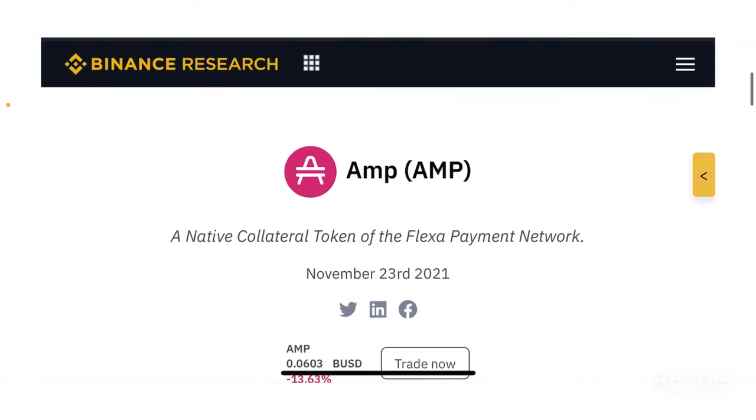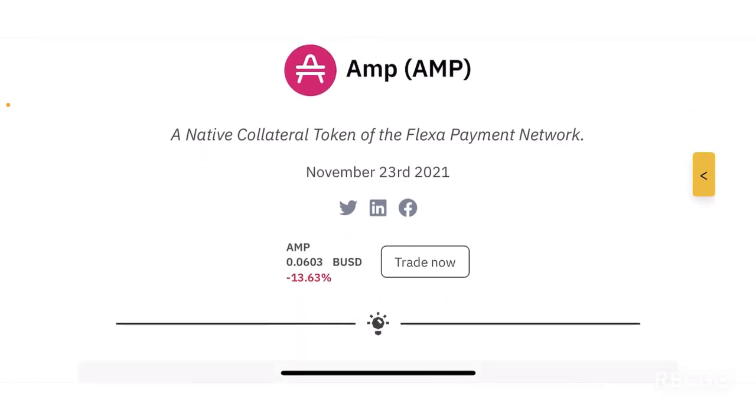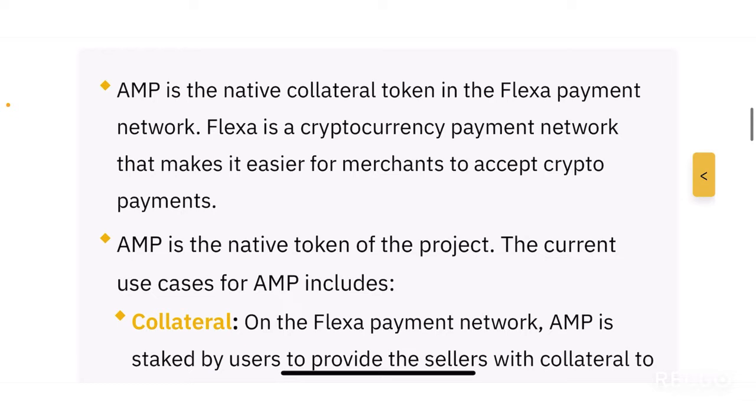So again, what is AMP? AMP is basically the native collateral token of the Flexa payment network. Again, there's a lot of information that we need to know in order to understand what this actually means. So let's get into this. AMP is the native collateral token in the Flexa payment network. Flexa is a cryptocurrency payment network that makes it easier for merchants to accept crypto payments.